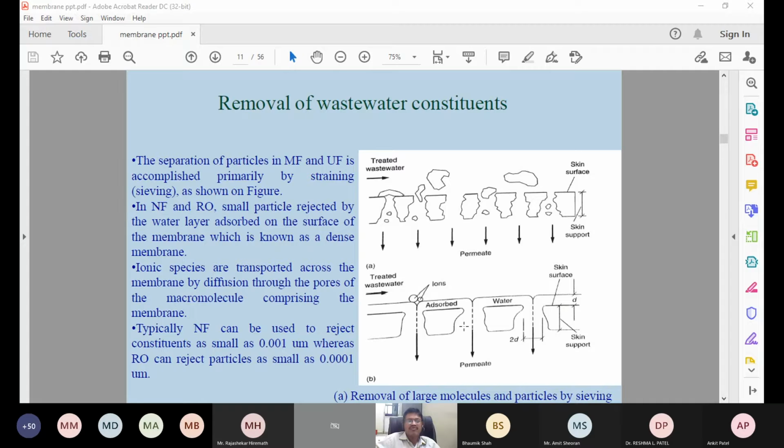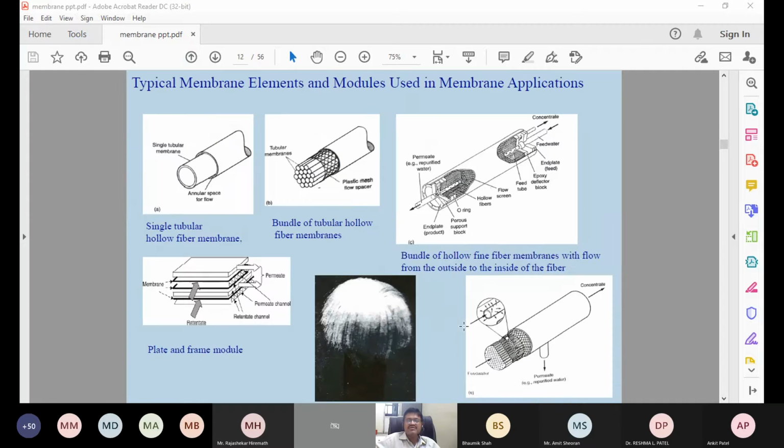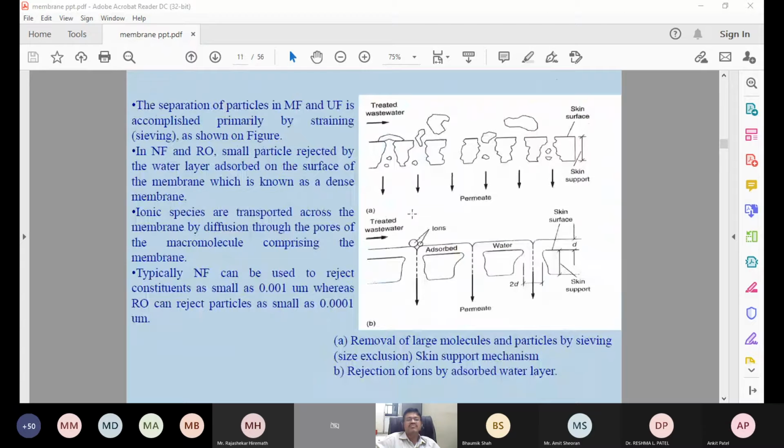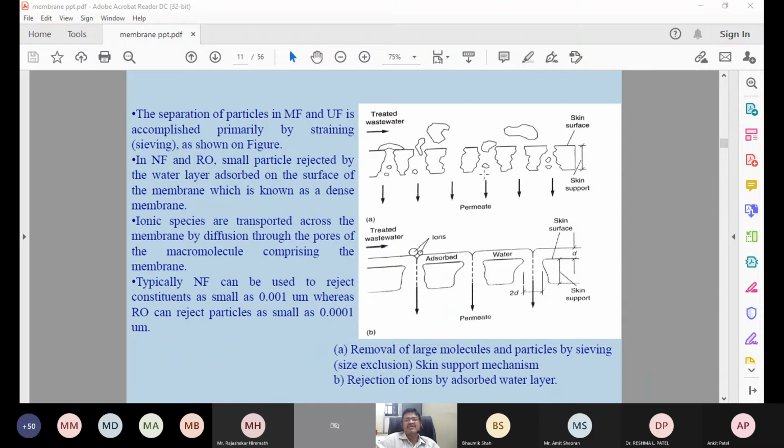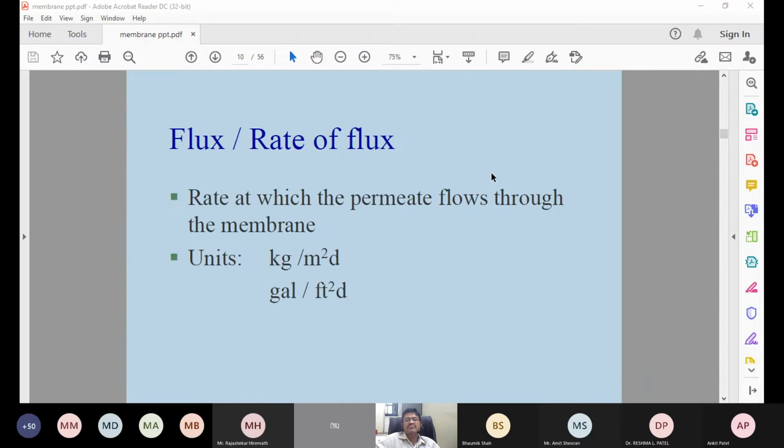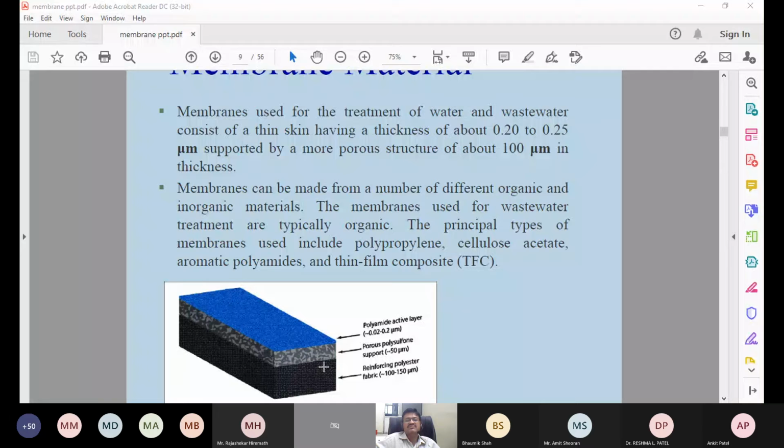Now how it is removed, I have already told you that separation in microfiltration and ultrafiltration is generally by sieving. Okay. So here you see the wastewater is coming like this, and the bigger particles are retained, and the smaller particles can pass through. This is called sieving. This is the main membrane, and this is the skin support that I told you about just now. The skin support is at the bottom.